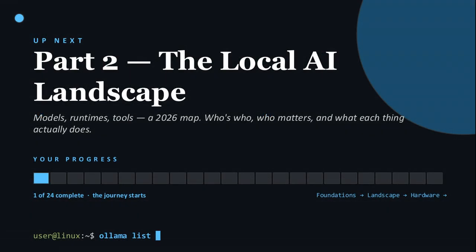And that wraps Part 1. 1 down, 23 to go. Next time, we'll map out the local AI landscape itself, the major model families, the runtimes that actually execute them, and the tools worth knowing in 2026. By the end of Part 2, when you type ollama list, you'll know exactly what you're looking at and why. See you there.